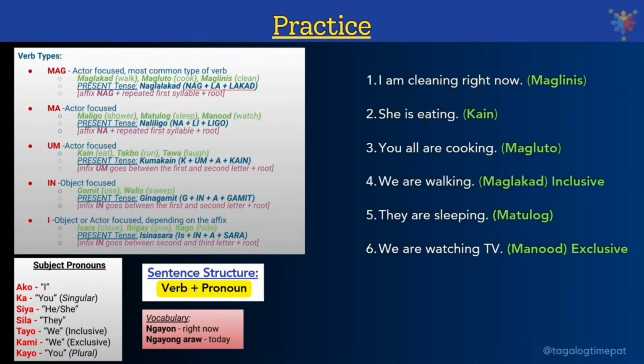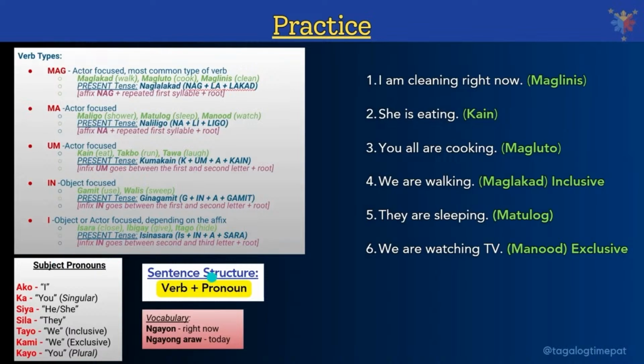And here are some examples. Number 1, I am cleaning right now. Maglinis means to clean. Number 2, she is eating. Kain means to eat. Number 3, you all are cooking. Magluto means to cook. Number 4, we are walking. Maglakad, inclusive. Number 5, they are sleeping. Matulog. And number 6, we are watching TV. Manood, exclusive.